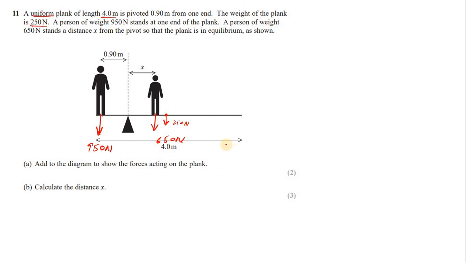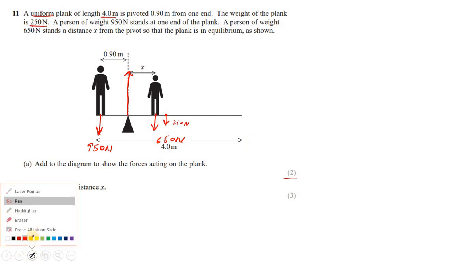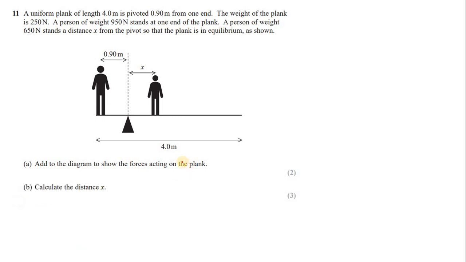And of course, you have placed the plank on some pivot. So the pivot is applying a reaction force in the upward direction, and the reaction force should be greater because this is the sum of all the forces. So these are the 4 forces that you should draw in order to get these 2 marks. Now calculate the distance x.